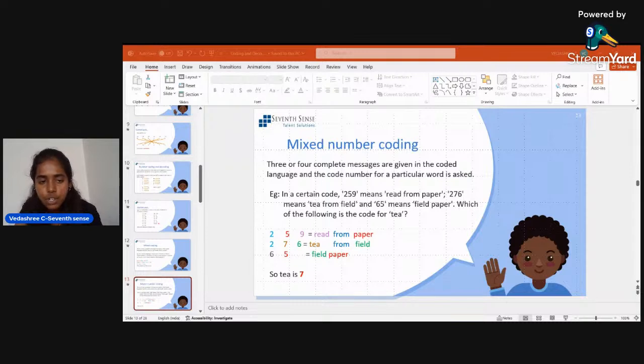Next, which of the following is the code for tea? So now we need to find out the code for tea. Tea is coded as 7. So similar to mixed coding, where some particular code is assigned, in mixed number coding a number has been assigned. Understood?